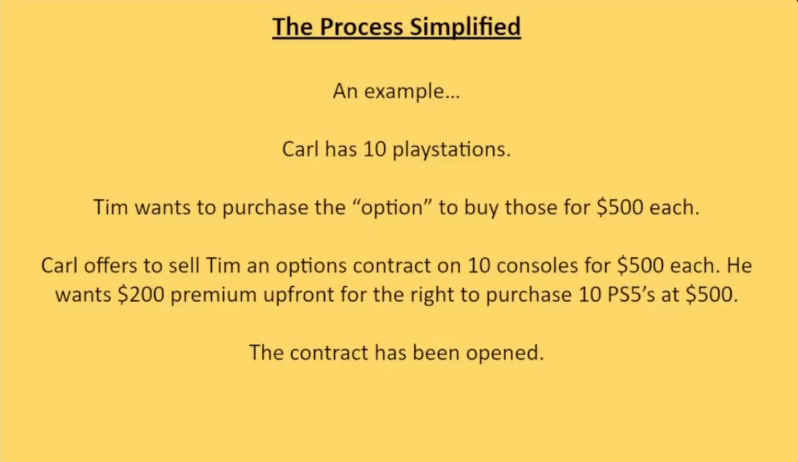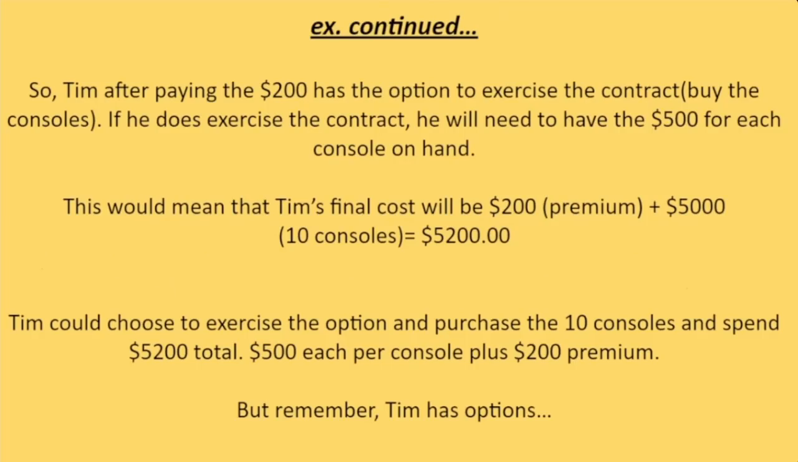But we'll move forward through this. All right, so Tim, after paying the $200, has the option, the options part of an options contract, to exercise the contract or buy the consoles. If he does exercise the contract, he'll need to have all that money up front. He already paid the $200. That was the premium, to open the contract. But now when he's going to finalize the contract, he's going to have to come up with $500 times 10. Well, we know that's going to be $5,000. So the final cost of his contract was going to be the $200 premium plus the $5,000 for the 10 consoles, which comes to $5,200.